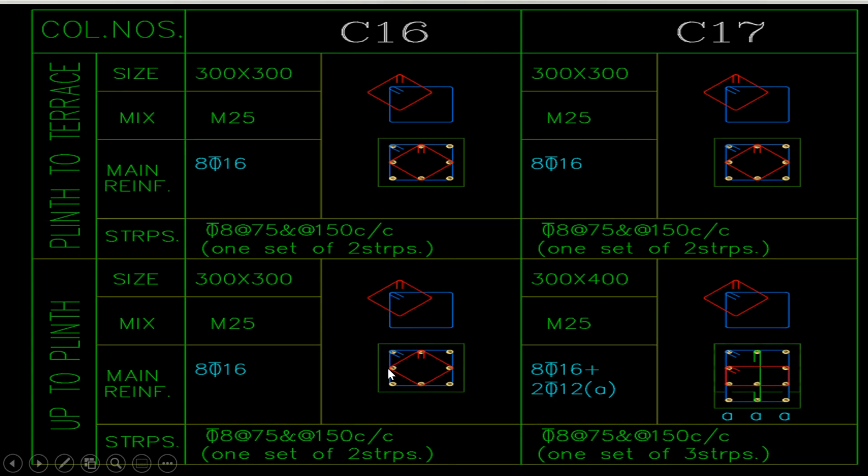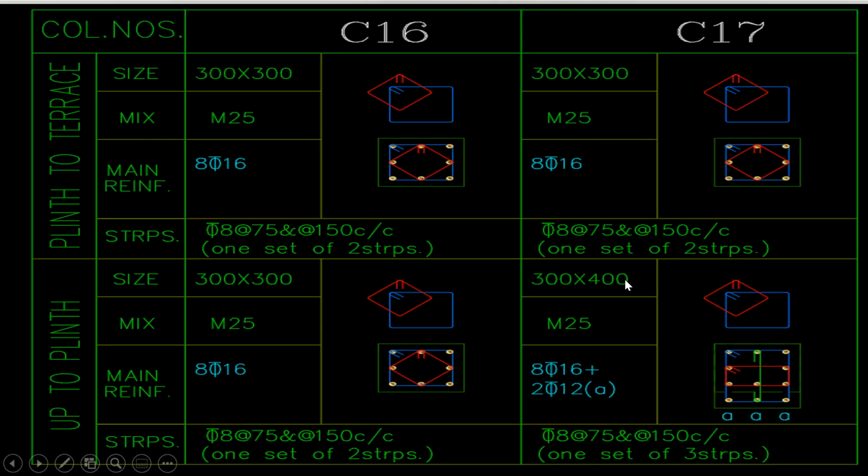This will be connected from here to here, here to here, here to here. This is how we are going to provide. The same thing continues here, up to the plinth. From plinth to the terrace, again, the same dimension of the column will go. The same number of bars will go to the terrace level also. Again, this is how the lateral ties look. The same thing is seen here.